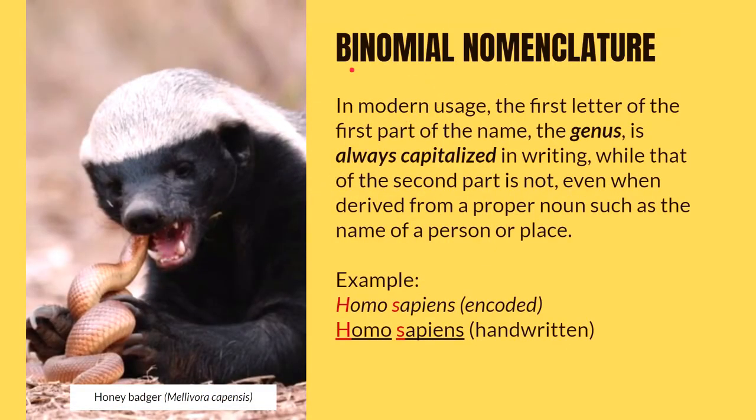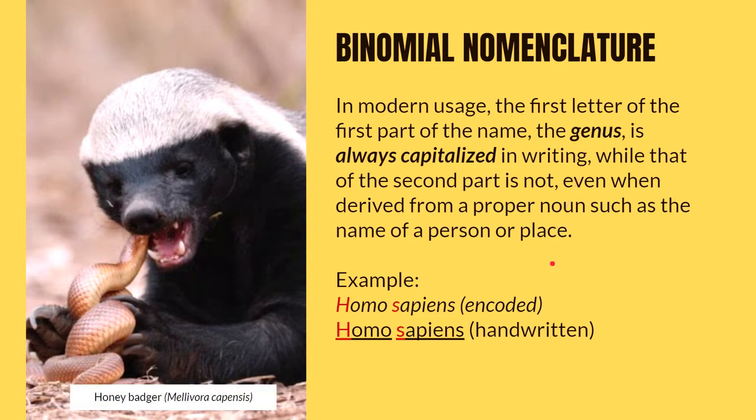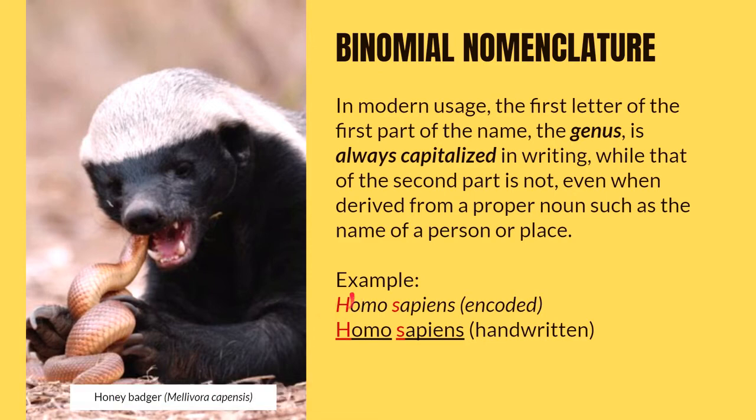So again, binomial nomenclature is the standard way of naming organisms. The first word is the genus name, and the second word is the species name. Here are some very important details that we have to remember. It's quite important for biology students to learn this. The genus name is always capitalized, while the species name, the second name, is not capitalized.